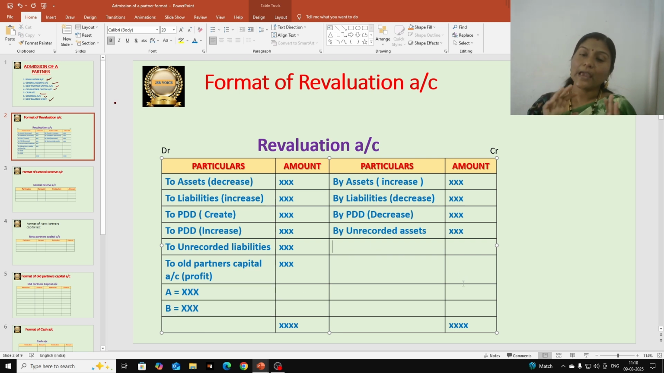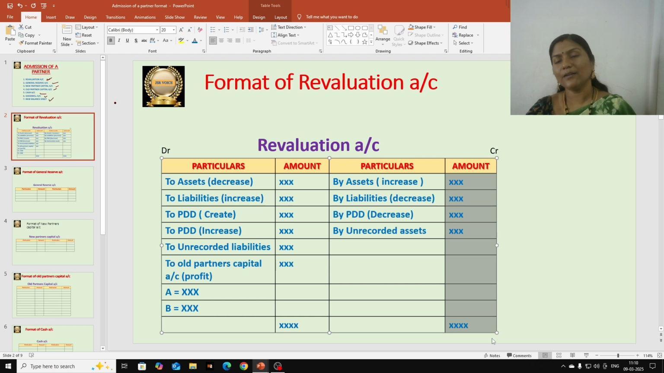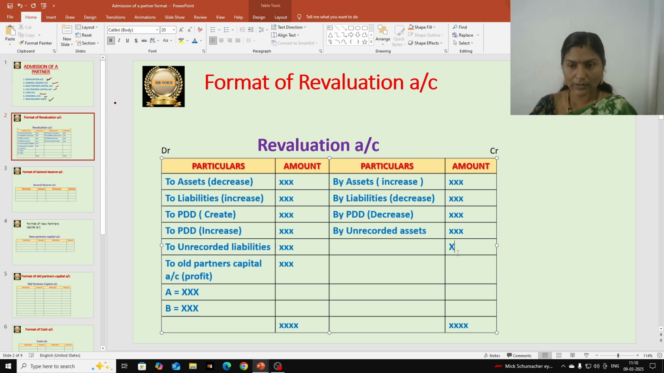And sometimes the amount will be more on the debit side and less on the credit side. Suppose the debit side total is 30,000 and the credit side total is only 20,000. Then we get more on the debit side and less on the credit side. Then you should write 30,000, 30,000 as totals on both sides. Less is on the credit side, so move to the credit side. From 30,000 deduct this 20,000. You will get 10,000. You should write it on the credit side.